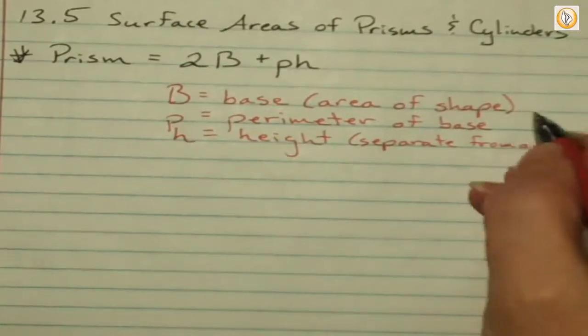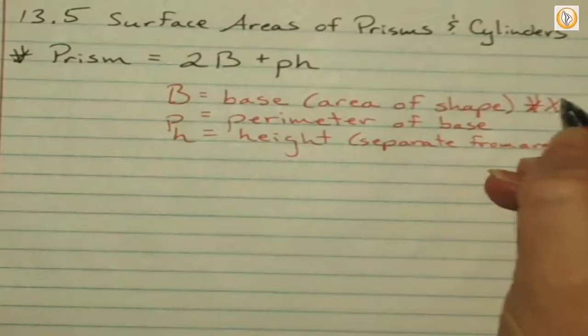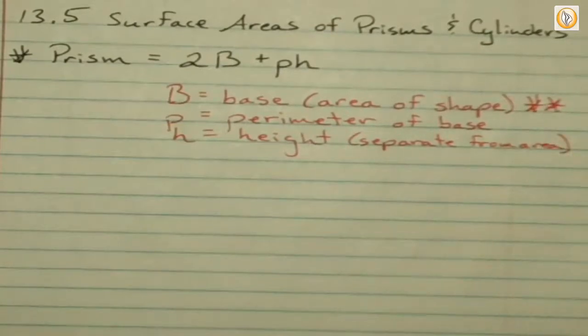And I'm going to put a little star here because this is pretty important. People get confused on that all the time, rightly so. You see B and you're like, well, what does that big B stand for? Why does it have to be a big B? It just is. For H, does it say separate from the area? Yes. Thank you.